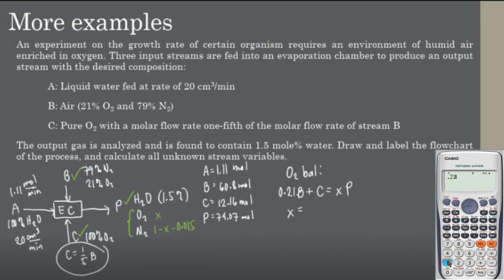Substituting, that is 0.21 times B, 60.8, plus C, 12.16, and the result is divided by P, 74.07. The mole fraction of oxygen, or X, is 0.3365, or this is also 33.65% oxygen. And of course, since you now know the value of X, you can solve for the percentage of nitrogen. That's simply 1 minus X, 0.3365, minus 0.015. This is the mole fraction of water in stream P. Nitrogen has a mole fraction of 0.6485, or that is 64.85% nitrogen.